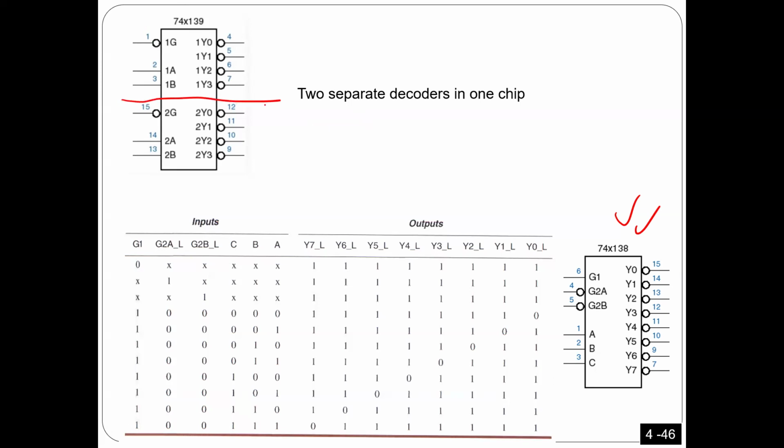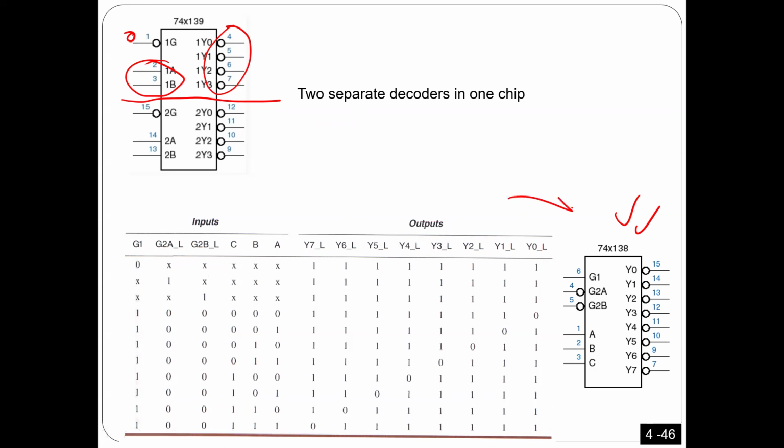You can see this decoder is active low. The output is 4, the input is 2, and it has one enable. You can see the enable is active low. So if you want to enable this decoder, you have to input 0 here to enable it.